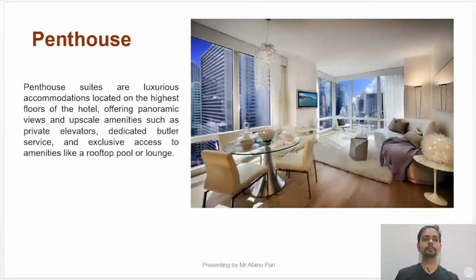All right. Panoramic views and upscale amenities are also provided, such as elevators. Dedicated butler service will also be available there, and executive accessories, like amenities and all, are also provided. These types of rooms also have a personalized swimming pool, and mostly glass walls will be there so that you can have a good view of the entire area. So these types of rooms are the most luxurious rooms in a hotel.